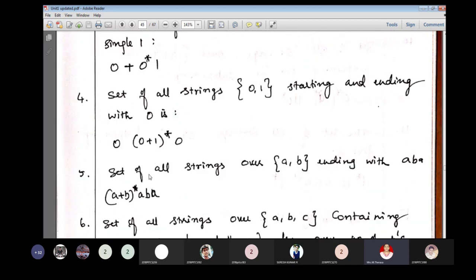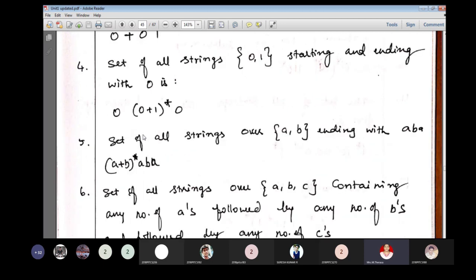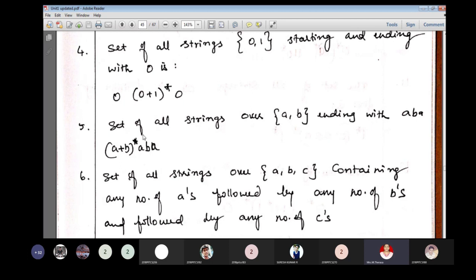Fourth one, set of all strings over 0, 1 starting and ending with 0. So starting is 0, ending is 0. In between we may have any strings of zeros and ones. So any strings of zeros and ones can be represented as 0 plus 1, the whole star. Clear? Next problem.